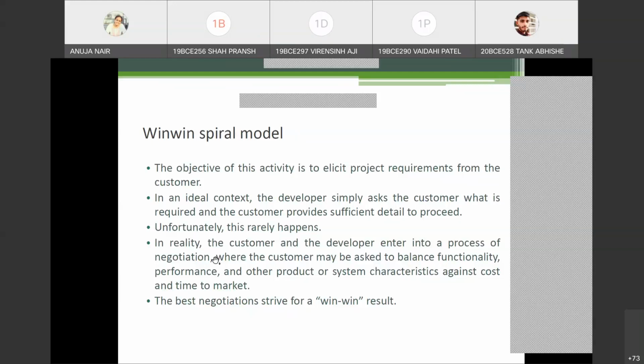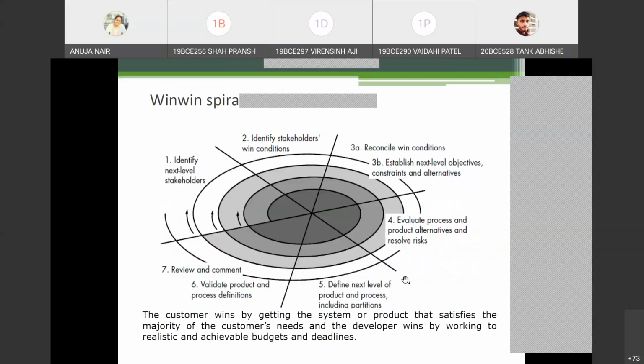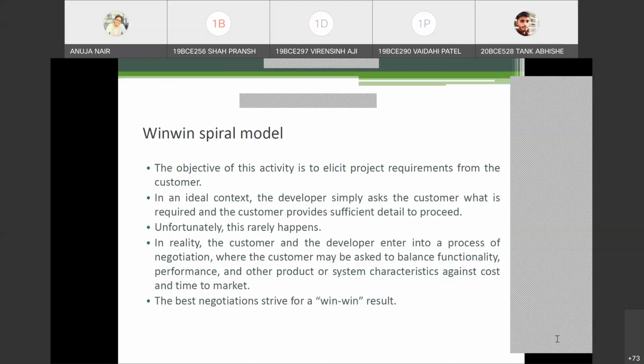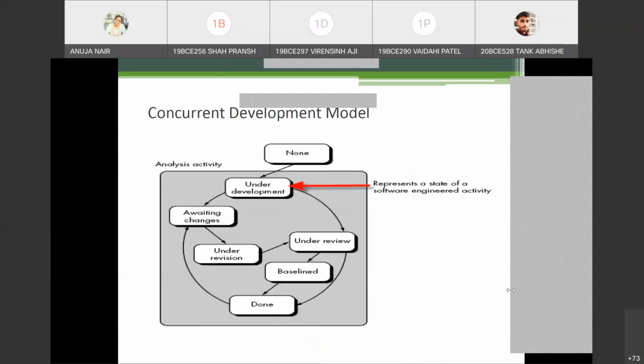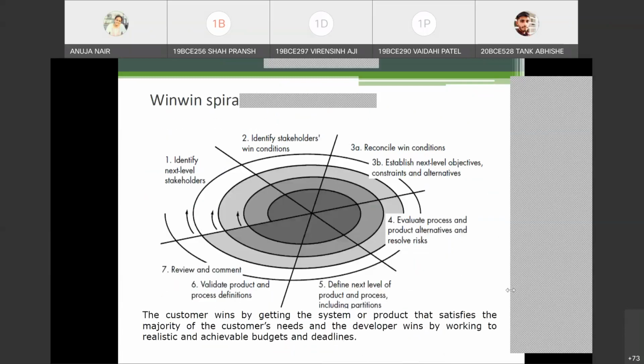So when you are doing negotiations along with the risk factor, then comes the win-win spiral model. It is just one added point along with the spiral model. The winning of the customer and the winning of the developer both matter here. And you do that in order to achieve realistic deadlines and realistic requirements, and then you get a quality product. So you say that you have to apply the win-win spiral model. Is it fine? Is it understood by all of you?